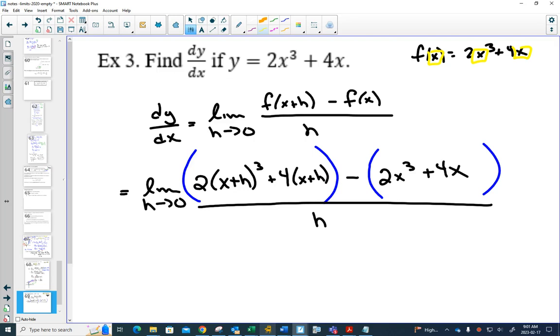So a lot of higher level math is also, can you hold a lot of data and remember all of the things that you're doing as you're going along? I put those extra brackets around because if I'm subtracting all of this, I'm subtracting both of those. That's going to be important. Okay?